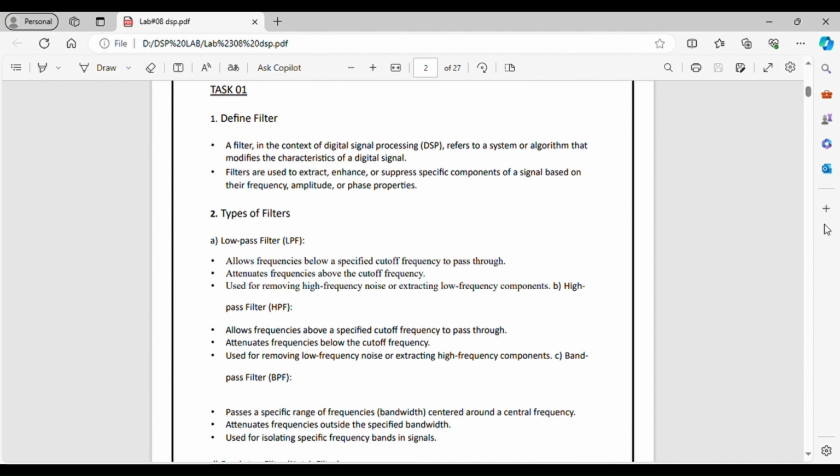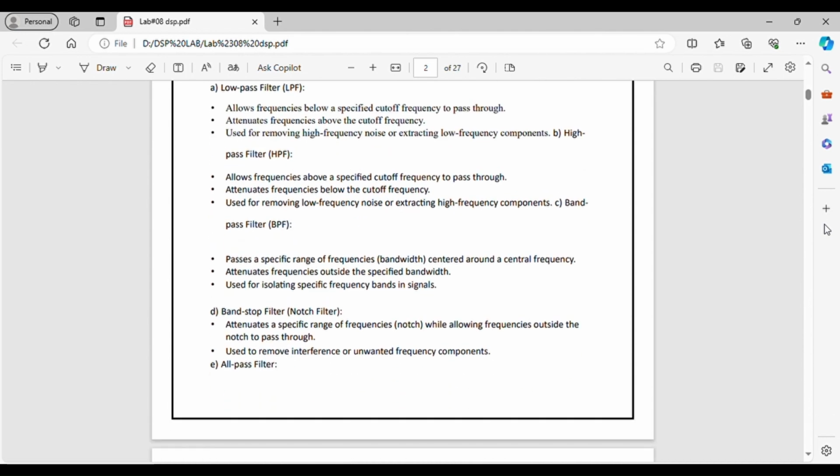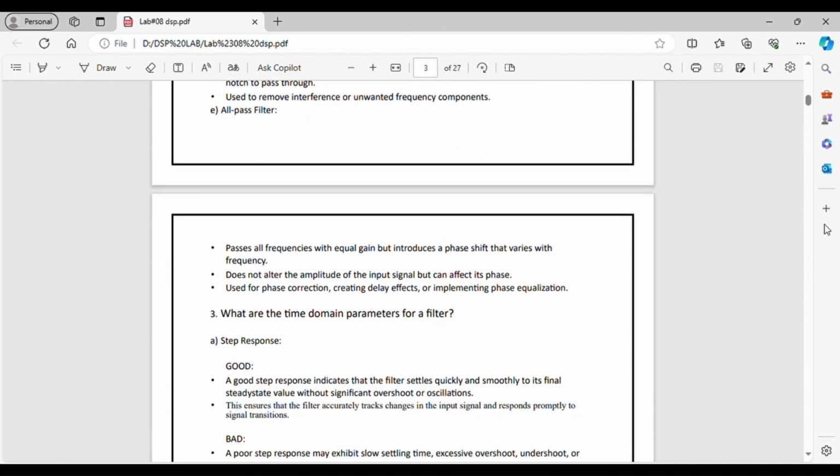Type 3 is band pass filter. It passes a specific range of frequencies centered around a central frequency, attenuates frequencies outside the specific bandwidth, and is used for isolating specific frequency bands in a signal. The fourth type is band stop filter, which is also called notch filter. It attenuates a specific range of frequencies while allowing frequencies outside the notch to pass through, and is used to remove interference or unwanted frequency components.